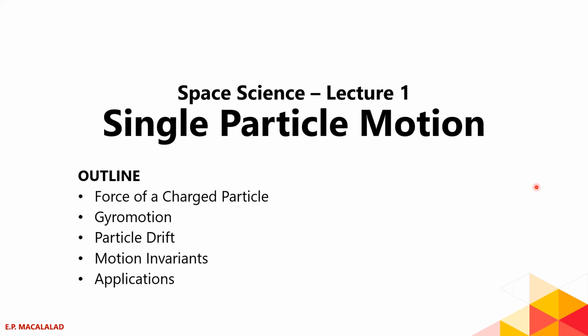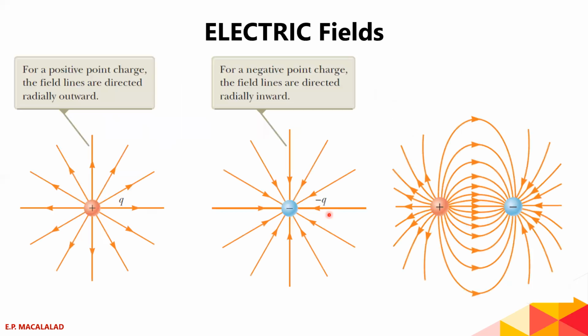Okay, so just a brief recap or review of the forces on a charged particle. So first, a charged particle creates its own electric field. For a single positive charge, it creates an electric field that is pointing radially outward, by Coulomb's law. On the other hand, if you have a negatively charged particle, it creates an electric field around it that is directed toward it.